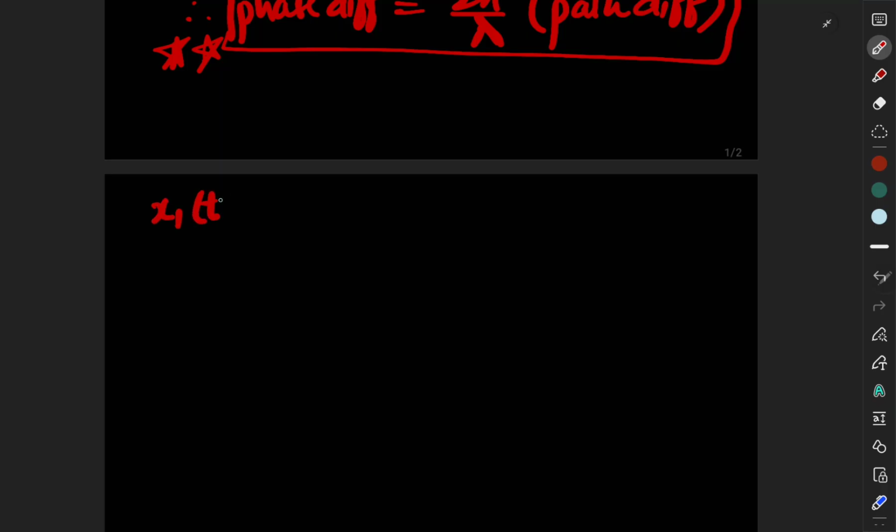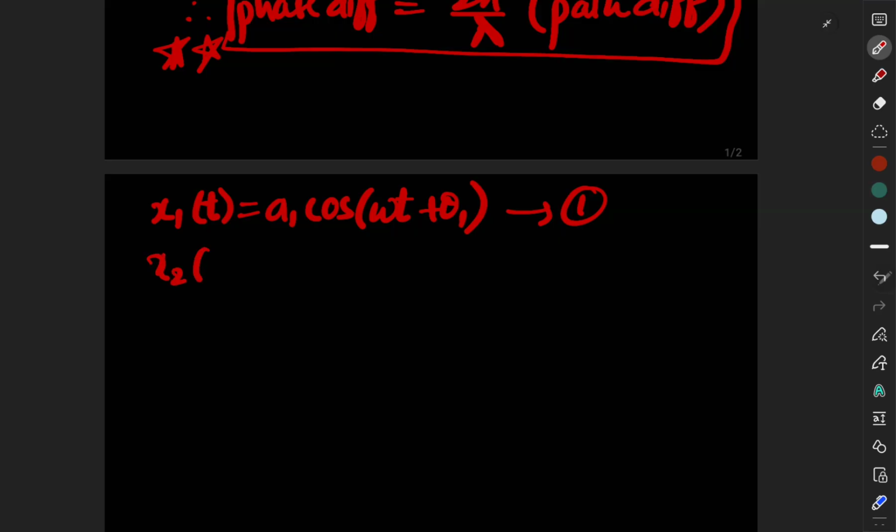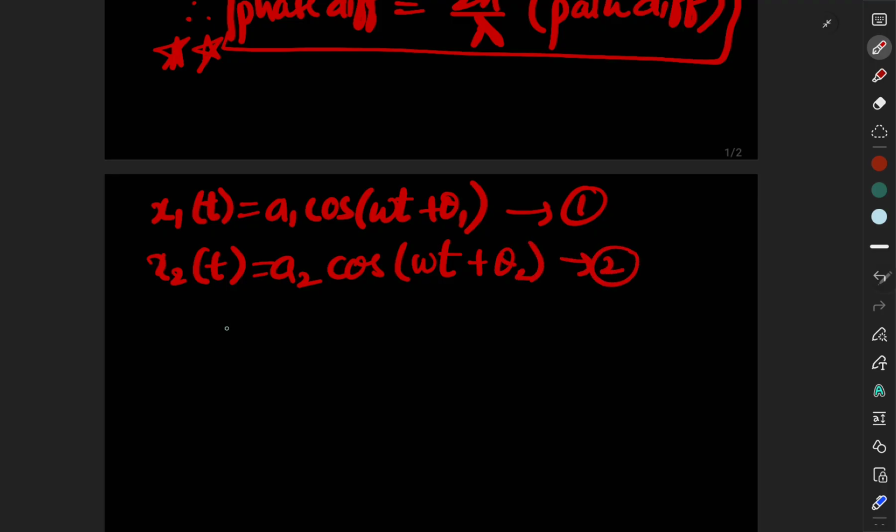x1 of t is equal to a1 cos of omega t plus theta 1. Let this be equation number 1. And x2 of t is equal to a2 cos of omega t plus theta 2. Let this be equation number 2. So we assume the displacements of these two waves are in the same direction, but they have different amplitudes.